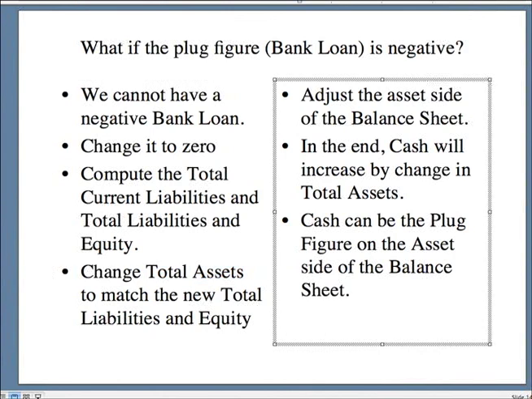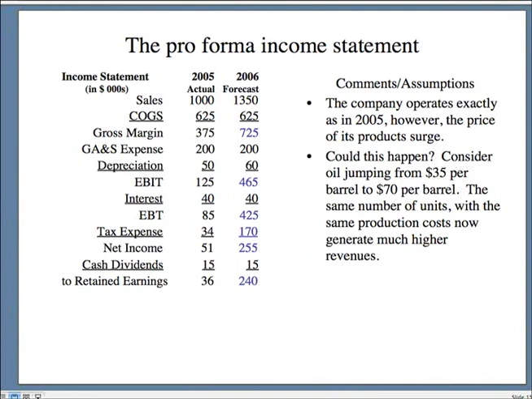Then we'll adjust the asset side of the balance sheet. And the way we'll do this is just move up and add the amount of the negative bank loan, but with a positive sign, it turns out, to the assets like current assets. And then finally, we'll just put it into cash. So the plug figure now becomes the cash number. And cash will increase by the amount of that negative bank loan in absolute value terms.